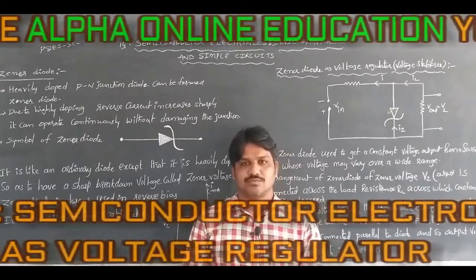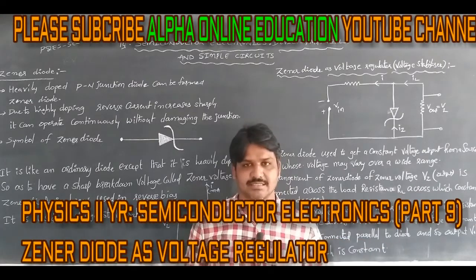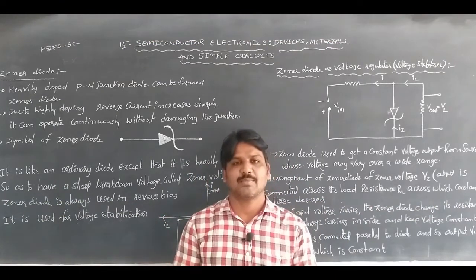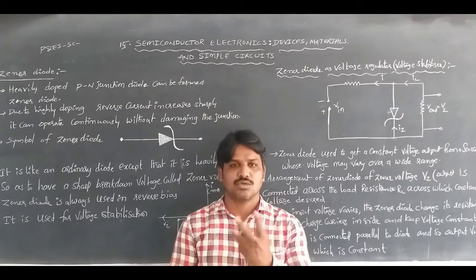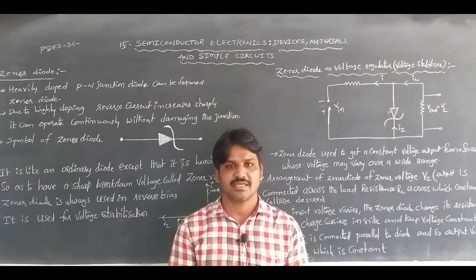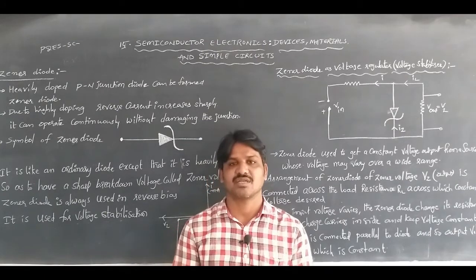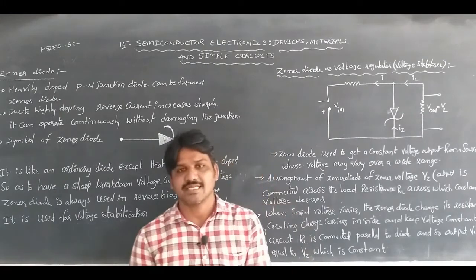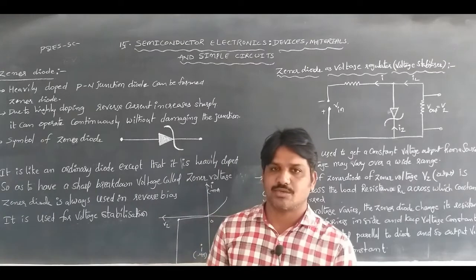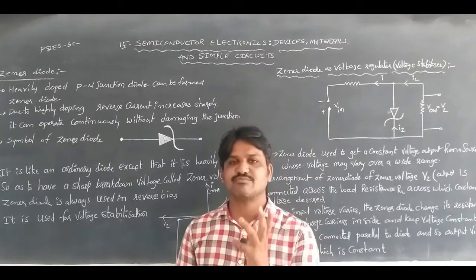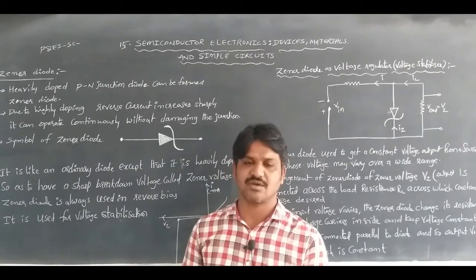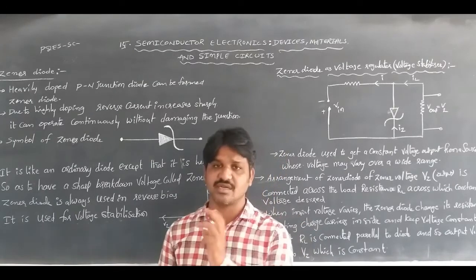Zener diode. In earlier videos we discussed the PN junction diode, which is formed when a P type semiconducting material and an N type semiconductor material are doped together. Then what is a Zener diode? What is the use of a Zener diode and why do we need one?